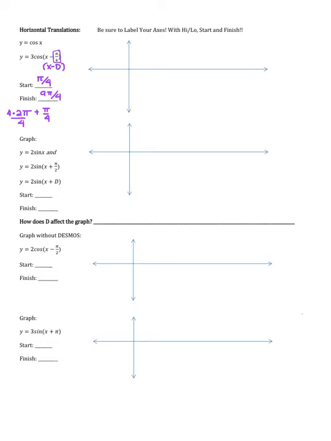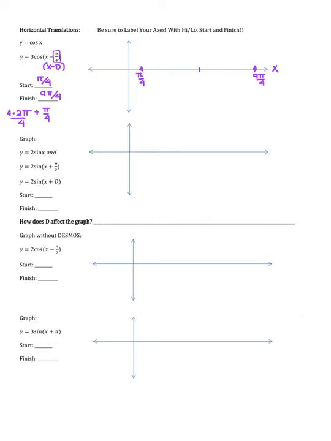So notice I got rid of the grid because now you are going to be labeling your axes. There's no vertical translation here, so I still start on the x-axis. I'm going to start at pi over 4. I'm going to end at 9 pi over 4. So I'm not actually doing the graph, I'm just labeling it. So this is 9 pi over 4.